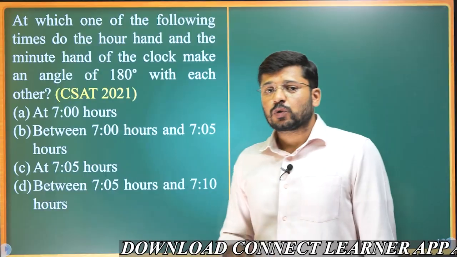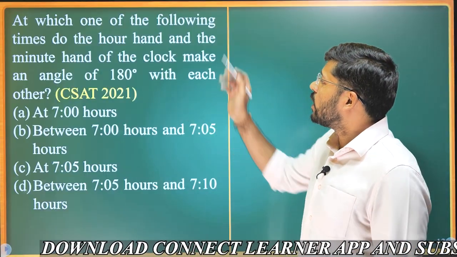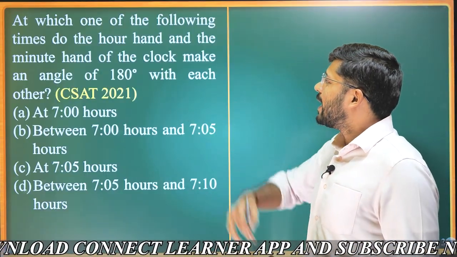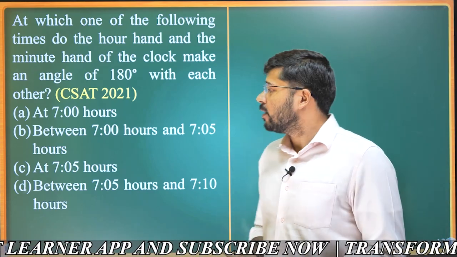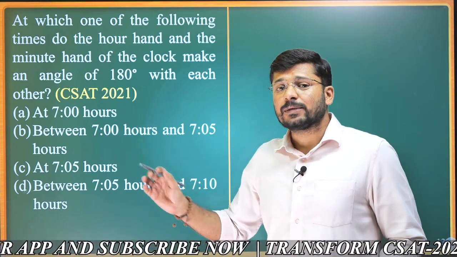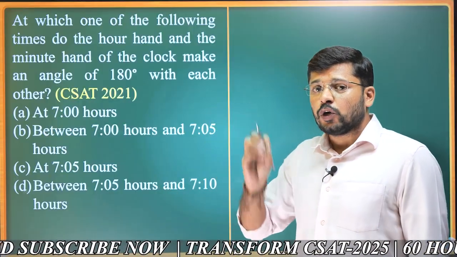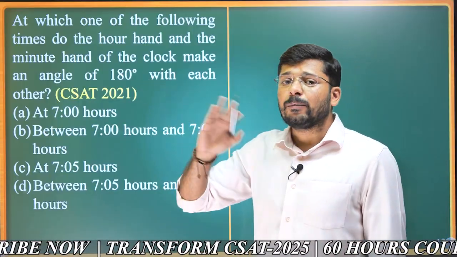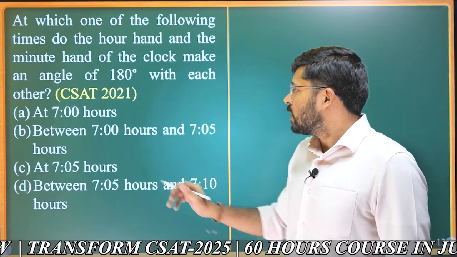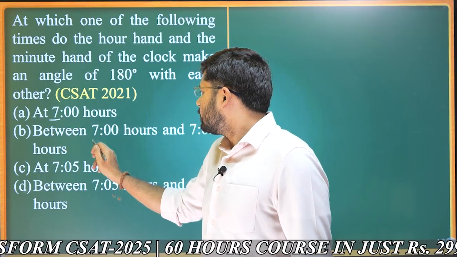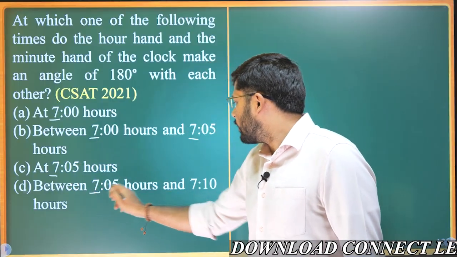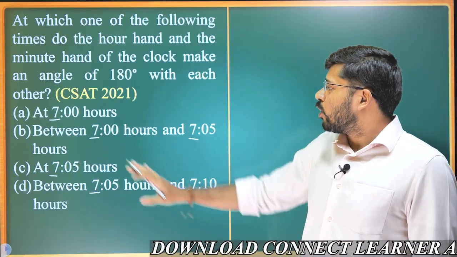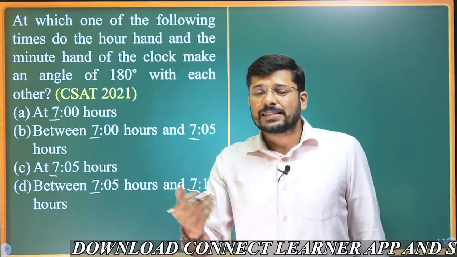This question was asked in the 2021 paper. At which one of the following times do the hour hand and the minute hand of the clock make an angle of 180 degrees with each other? Okay. Now we need to look at the options and choose the option during which the angle between the minute hand and the hour hand will be 180 degrees. Look at the options. It is 7 to 7.5. It is exactly at 7.5 and 7.5 to 7.10. So they are all talking about 7 o'clock plus something.